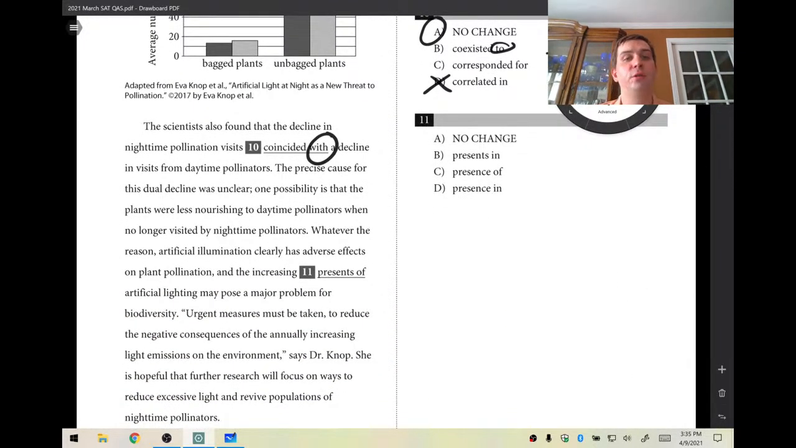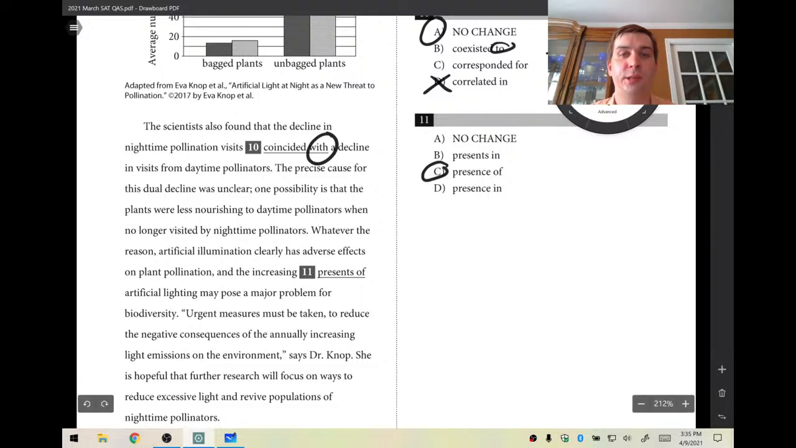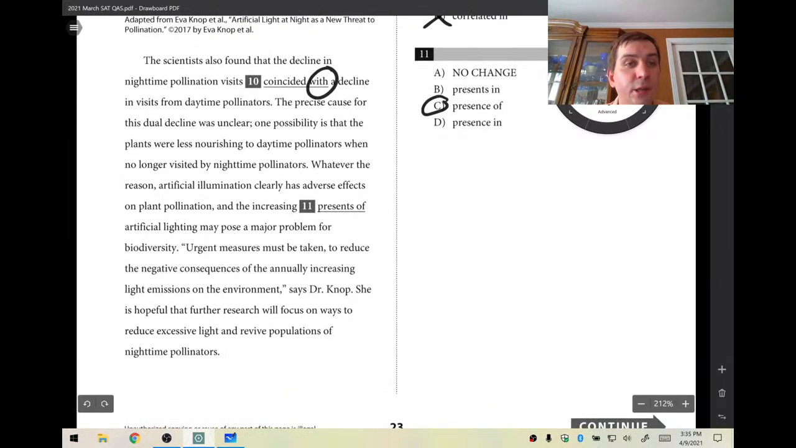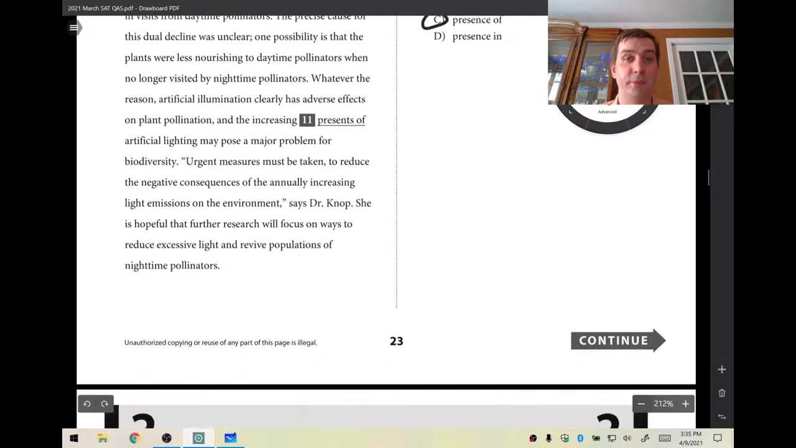Whatever the reason, artificial illumination clearly has adverse effects on plant pollination, and the increasing presence with a T of artificial lighting may pose a major problem for biodiversity. So of course they will test you on homophones, homonyms. These are words that sound similar to another, even if they are spelled differently, which is answer choice C. We are talking about presence with a C, not presents with a T. Presents with a T would be a Christmas celebration. Presence with a C is what we have here. They're present in that sense.